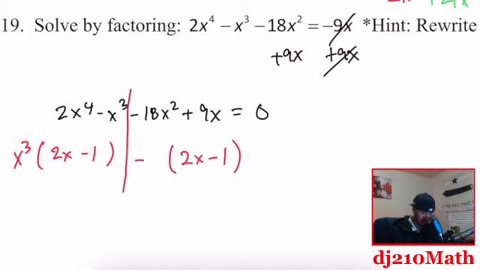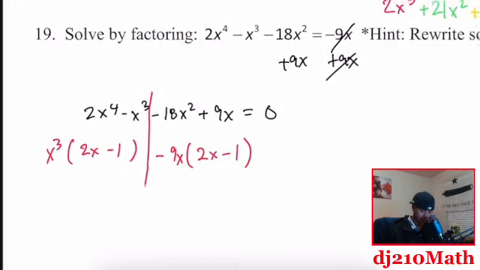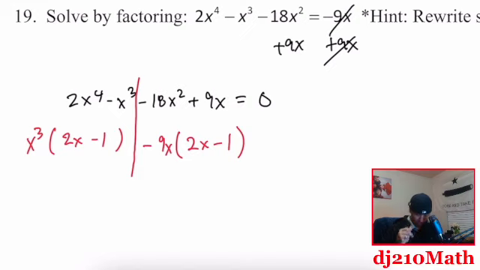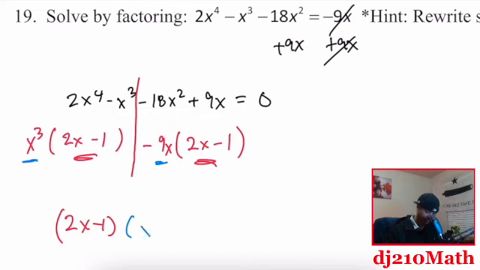So this is going to be a negative 9x. Right, when you try to put it back, say negative 9 times 2, negative 18x squared. Negative 9 times negative 1 is positive 9x. So it's all there. Okay. These match, so we are good to proceed. 2x minus 1 in the leftover parts, x cubed minus 9x.